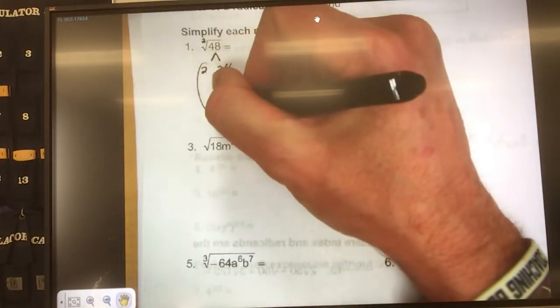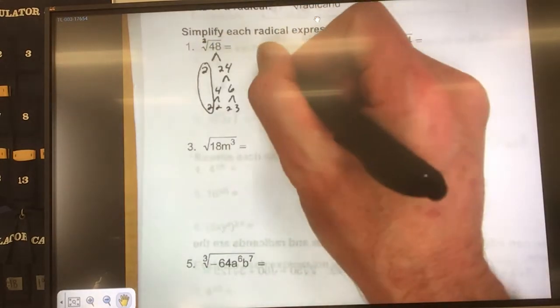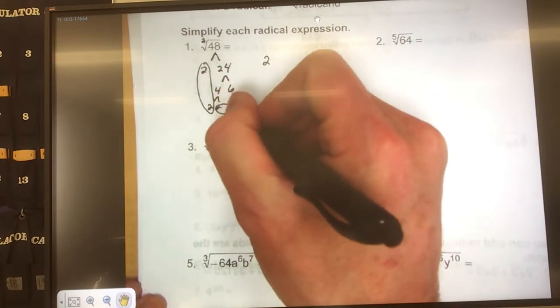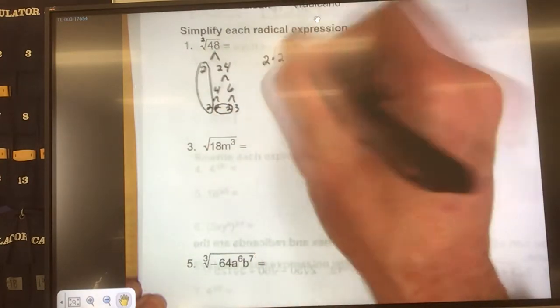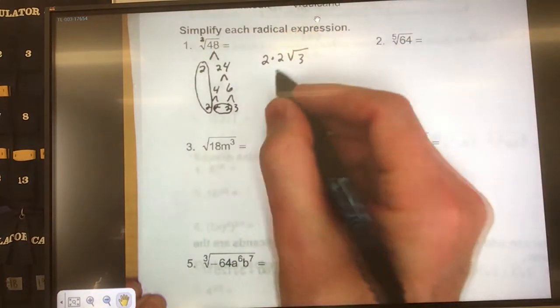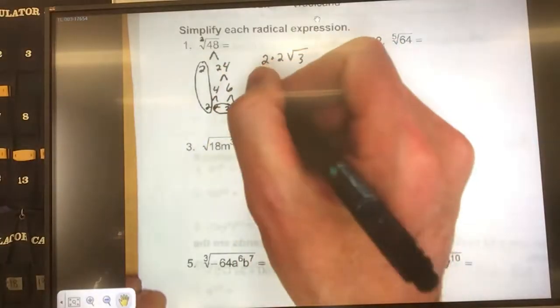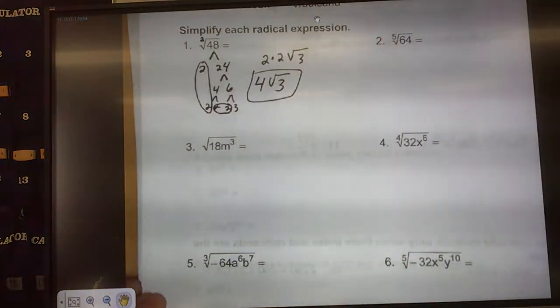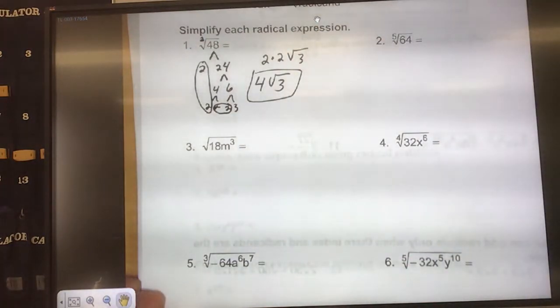Here's a pair of 2s. Comes out of the box. Then I have another pair of 2s at the end of the tree. Comes out of the box. So I multiply those together. That leaves me 3 inside the box. 2 times 2 is 4, square root 3. That's what we've been doing. That's what we're used to. That's stuff that we have.